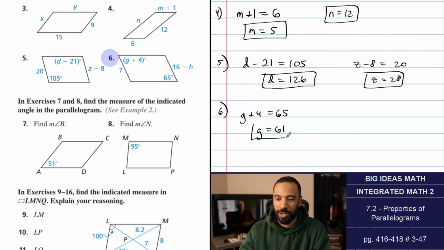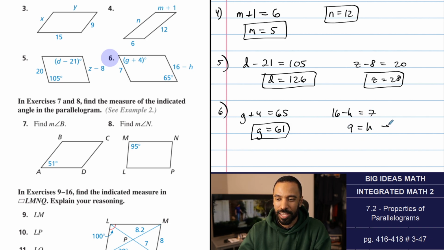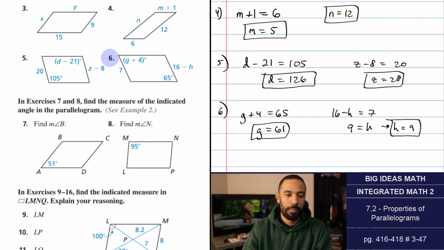You get g equals 61. And then h, 16 minus h is over here, and that equals 7, opposite sides congruent. I can add h to both sides and subtract 7 from both sides, and I'll get h equals 9. H equals 9 right there. All right, so those are the first 4, pretty straightforward.